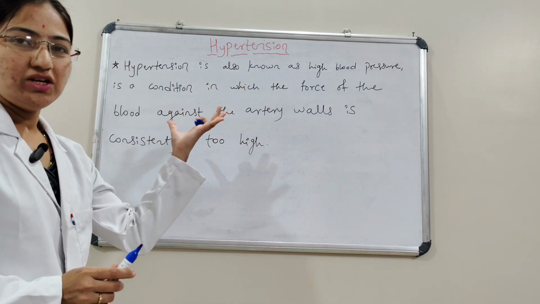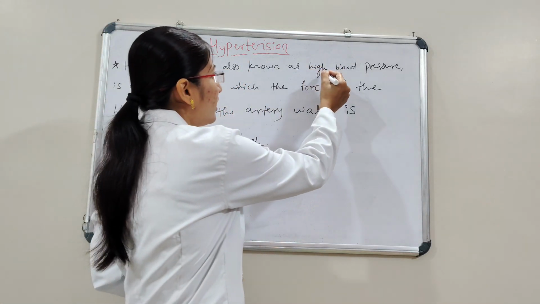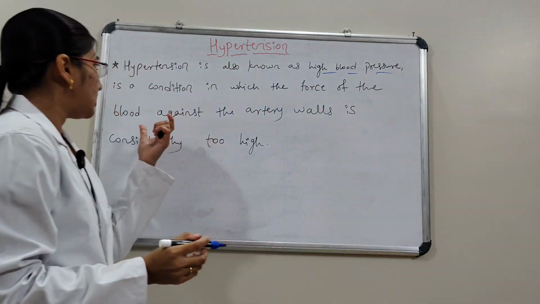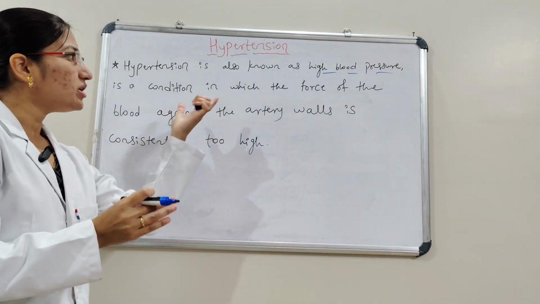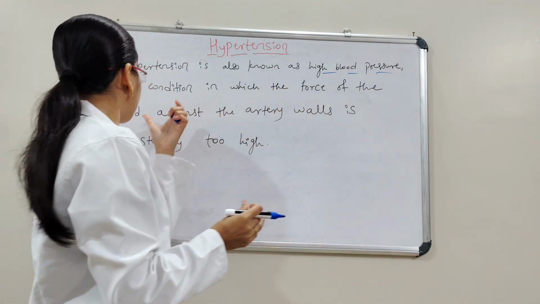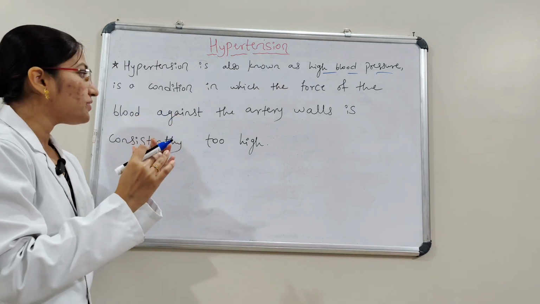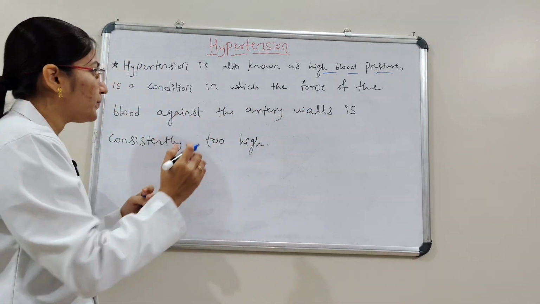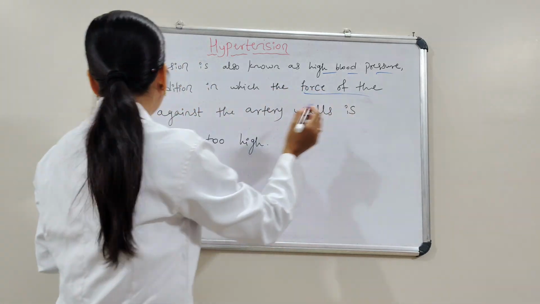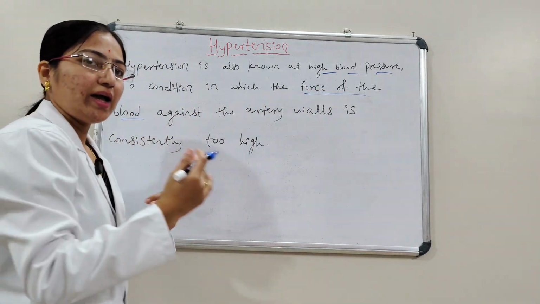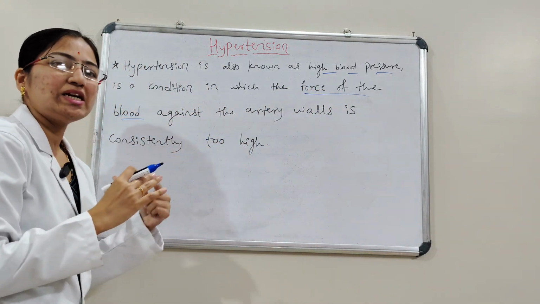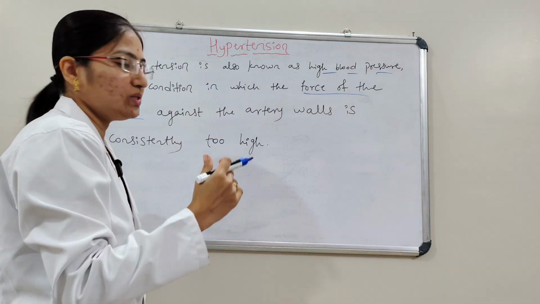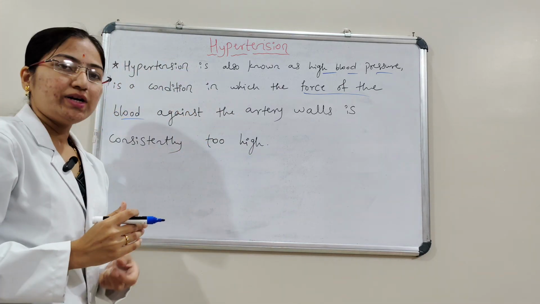What is hypertension? It is also known as high blood pressure. It is a condition in which the force of the blood against the artery walls is consistently too high. That is what we call hypertension.